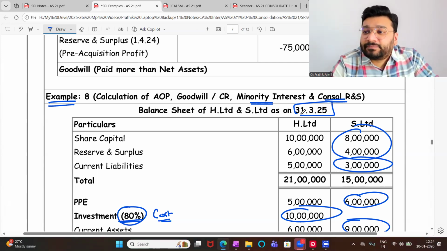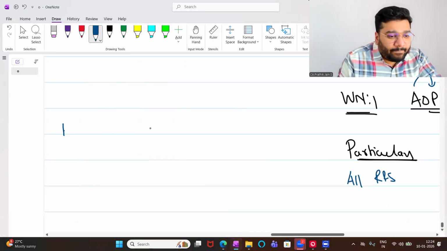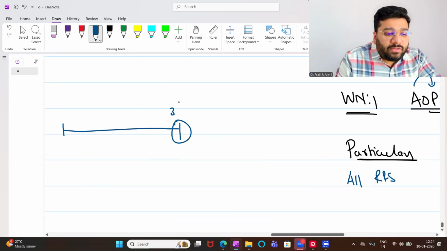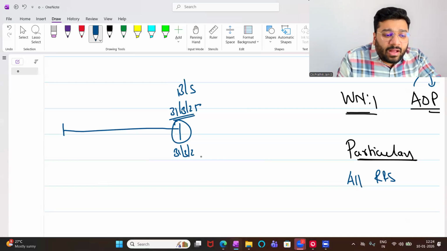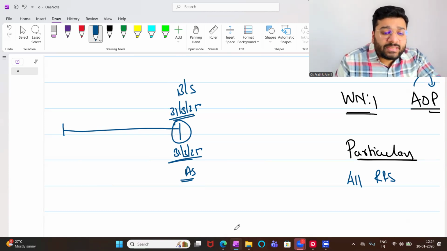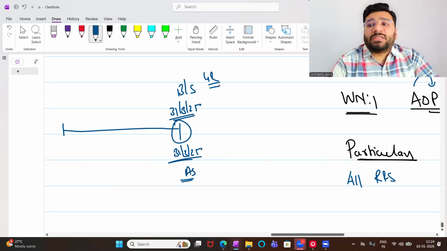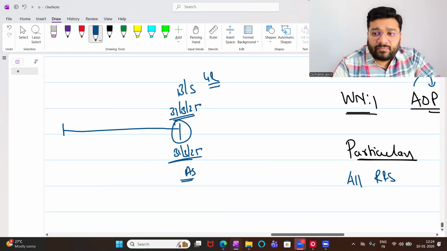Okay, not okay. Now I'll draw a timeline. 31st March 25 is the balance sheet date. On the same day, I am acquiring the share also. Yes or no? Now, on 31st March balance sheet, subsidiary company is having a profit of 4 lakh rupees. In this, how much is pre, how much is post? Very fast. 4 lakh pre. Piyush was lightning fast. Others are still thinking. How much is pre, how much is post?